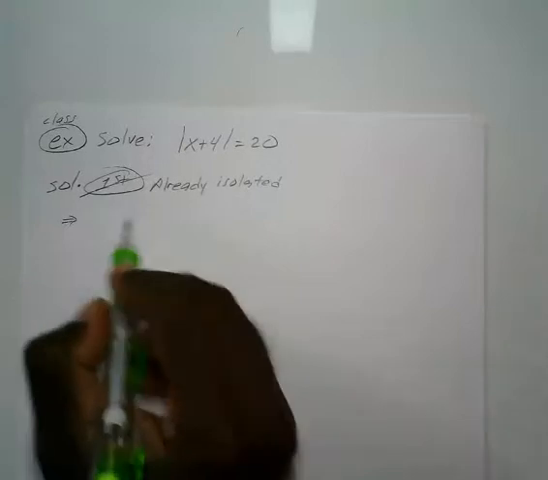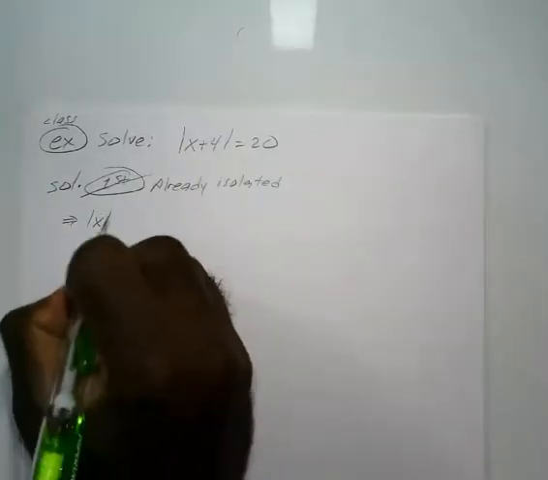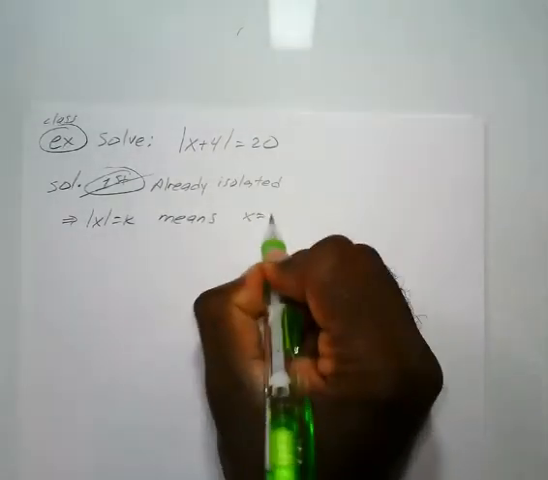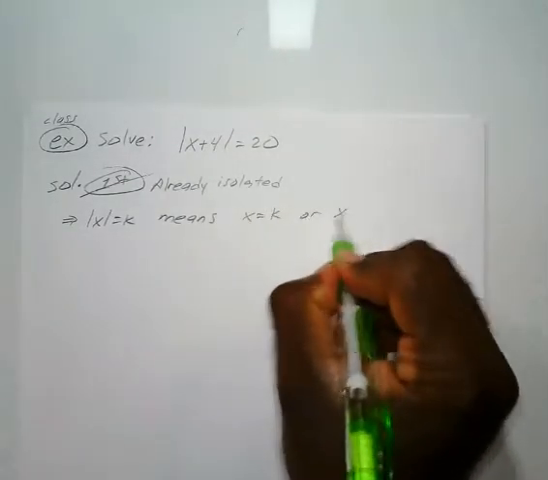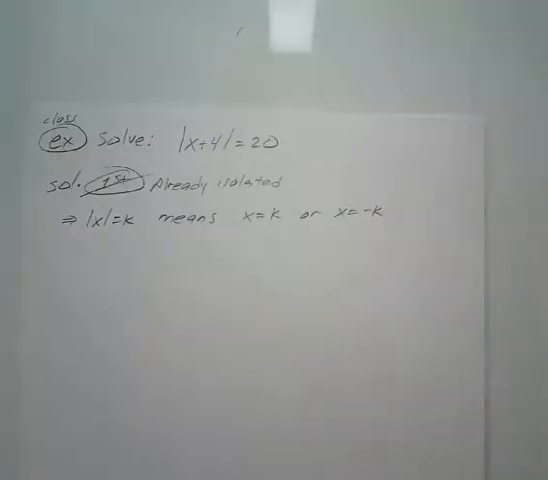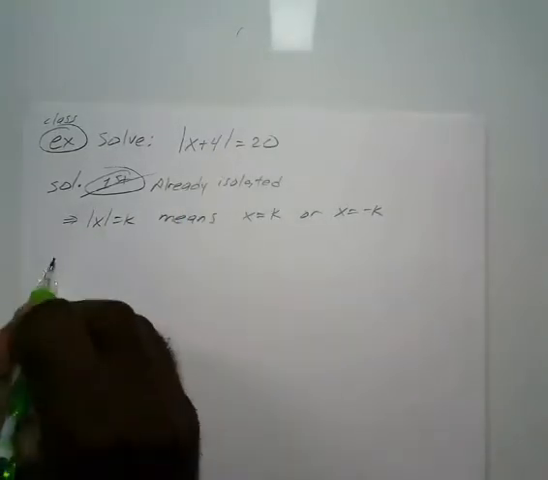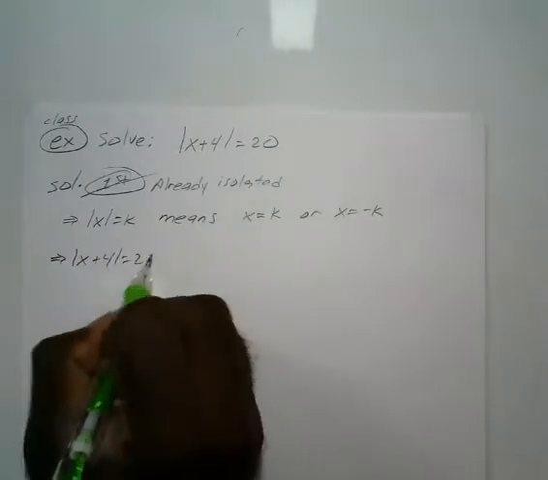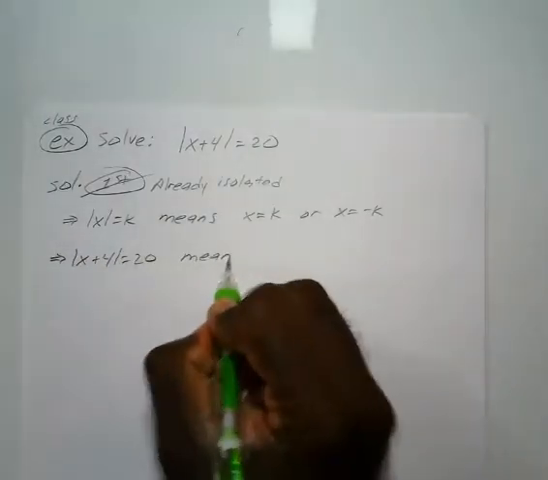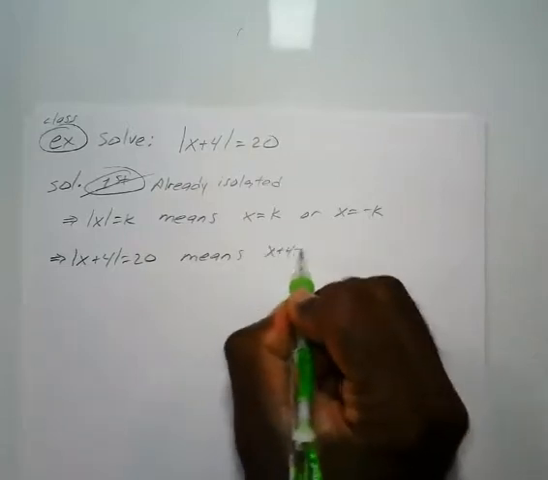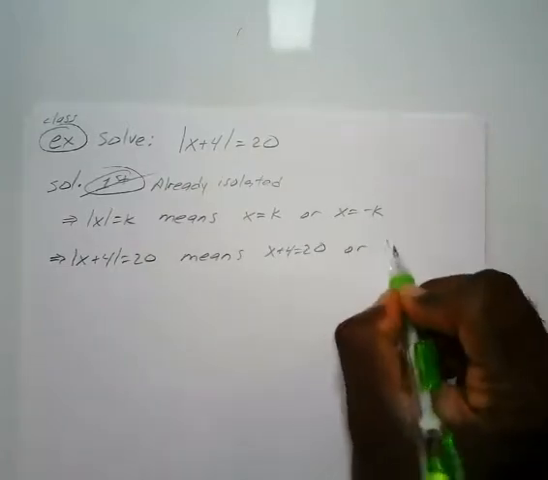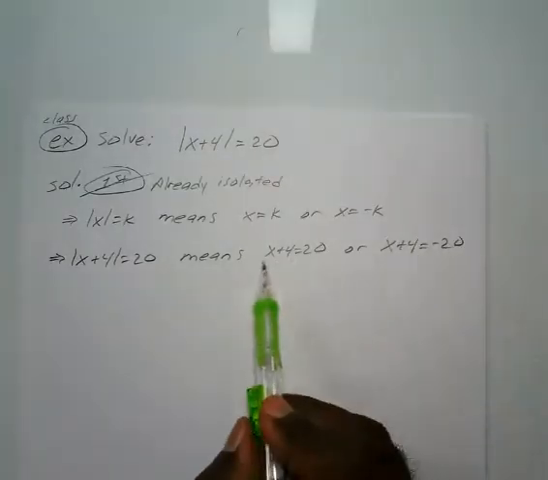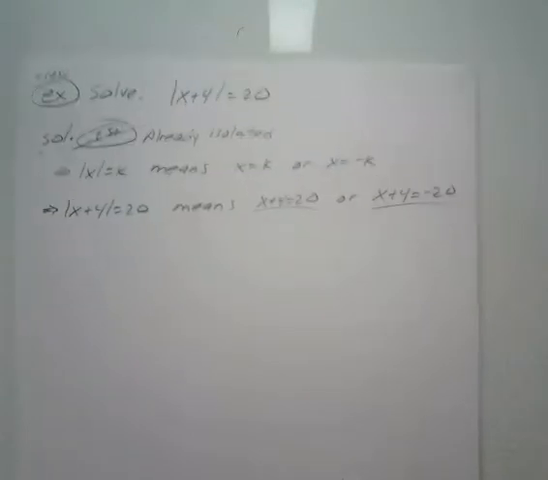Okay, so that means you have the absolute value of x equals k, means that x can equal k, or x can equal negative k. So applying it to this problem will give us the absolute value of x plus 4 equals 20, means x plus 4 can equal 20, or x plus 4 can equal negative 20. So now we just solve both of those.